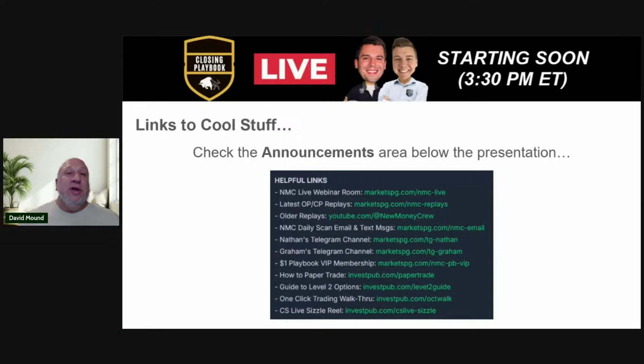The fourth link on there is the daily scan, email, and text message. Now, these aren't text alerts on trades, but what they are is a daily email that the New Money Crew sends out. That's Nathan, Graham, and Lance. They send out a daily email. It could be stocks to watch. It could be what's in the news. They also send out some text messages about events that are starting soon, things like that. So it's a good idea. It's totally free. Sign up for that New Money Crew daily scan if you haven't done that already.